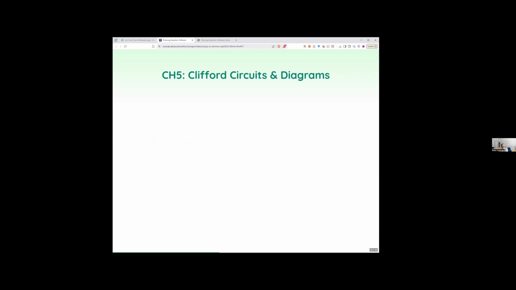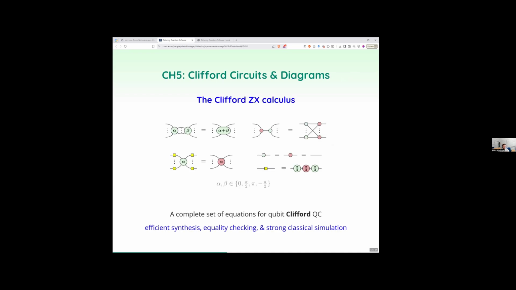Okay, so in chapter 5, and this was probably the thing that we put the most thought and energy into. In a way, it's kind of the center point of the book. It's about Clifford circuits and diagrams. Like I said, the ZX calculus is complete, so we can prove that any two circuits are equal using the ZX calculus. But the Clifford ZX calculus is also complete, but more usefully, it's efficiently complete.